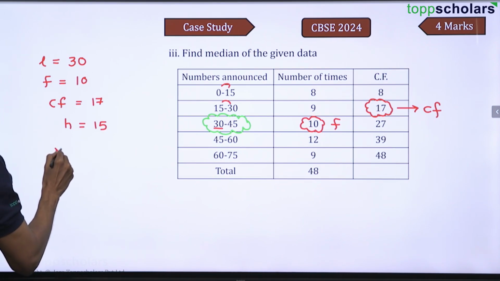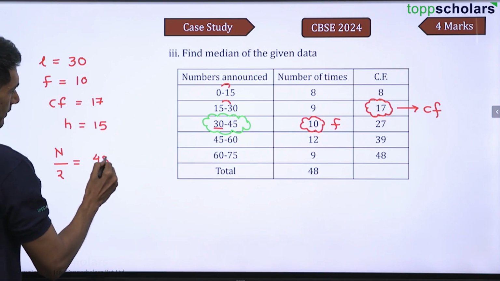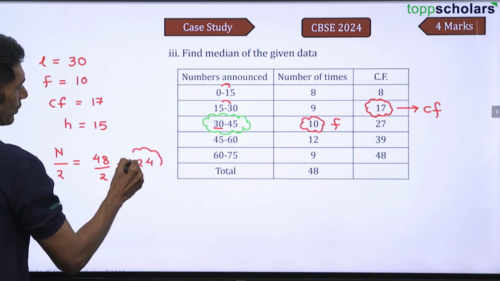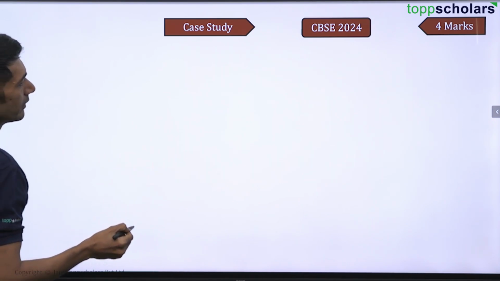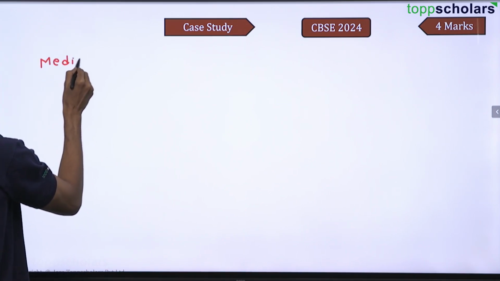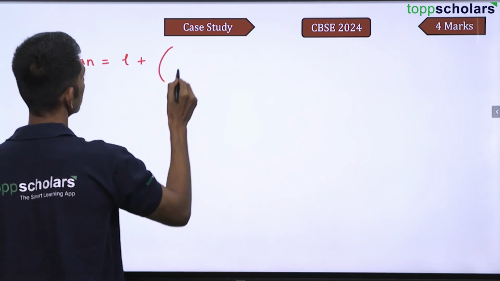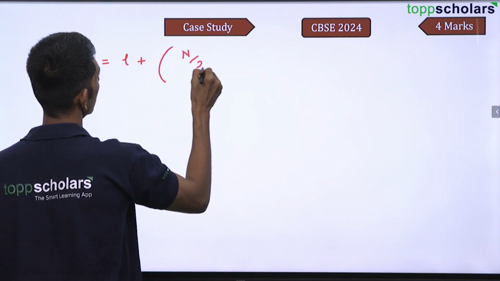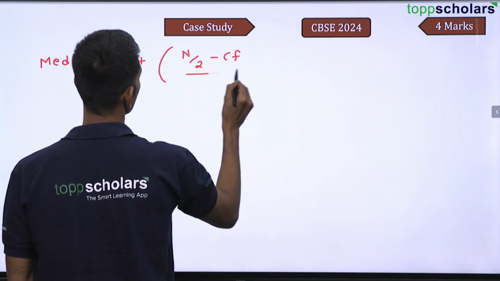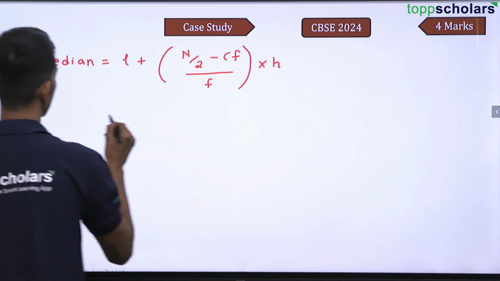And N by 2. N by 2 is 48 by 2, that is 24. Correct? So can I say the median is equal to L plus N by 2 minus CF by F into H.